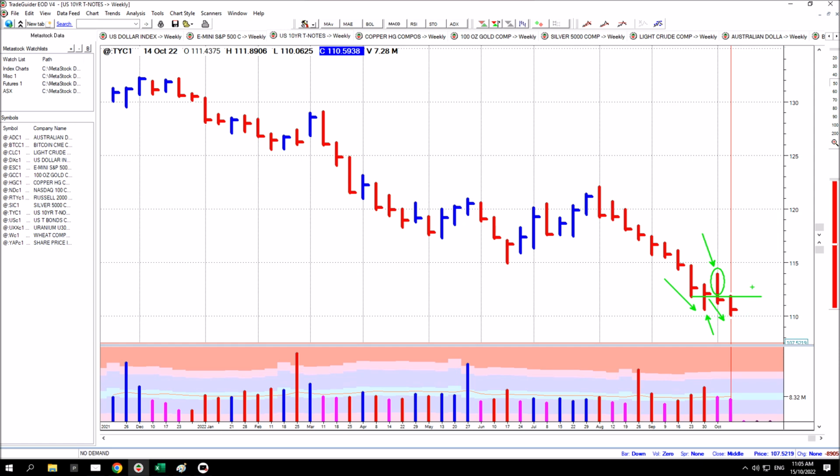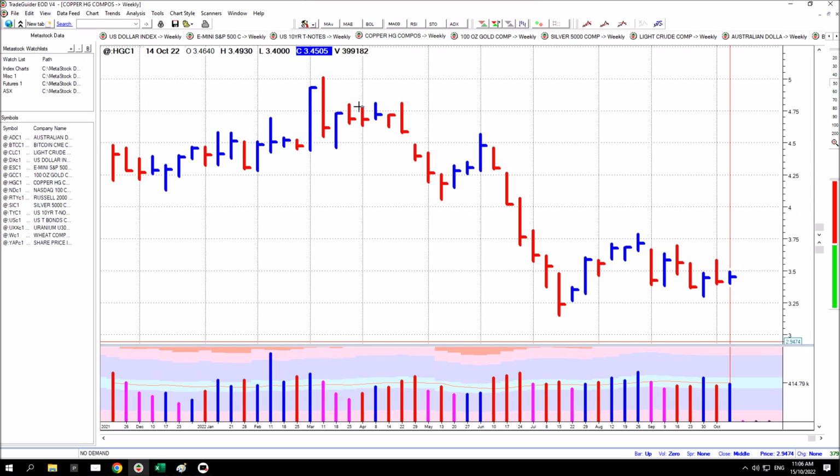The US dollar was up on a narrow spread and an increase in volume, and this is down on a narrow spread with below average volume. So I don't think this was so much an acceleration lower as a drift lower, mostly trading the inverse of the US dollar. The next chart is copper price futures.